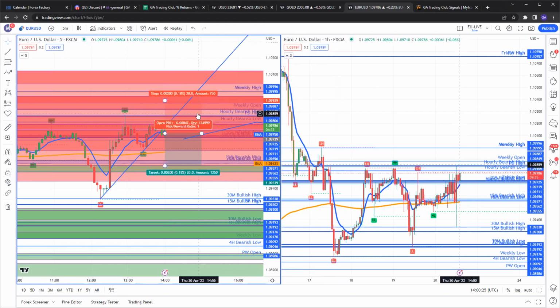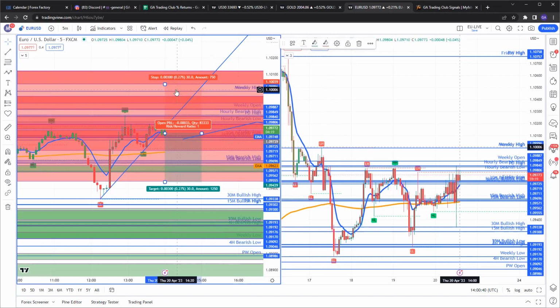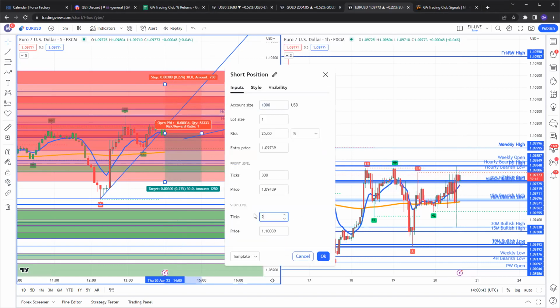For that particular trade, I would feel better if the stop loss was above the supply zone at the top. So yeah, 30 pips. I don't like having a... It's fine. This one will be fine.